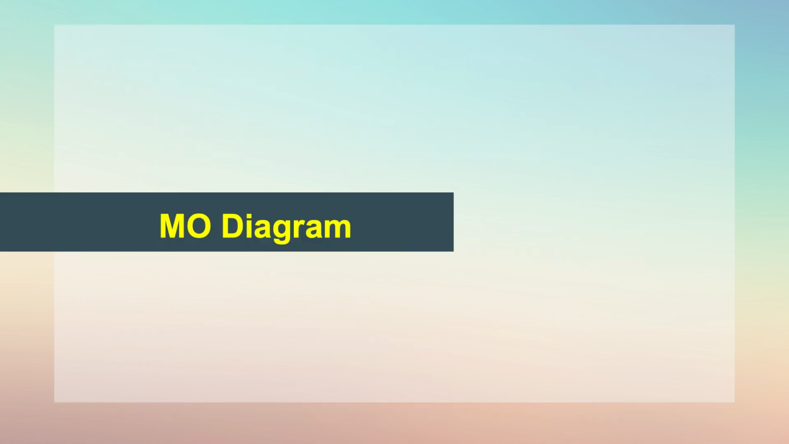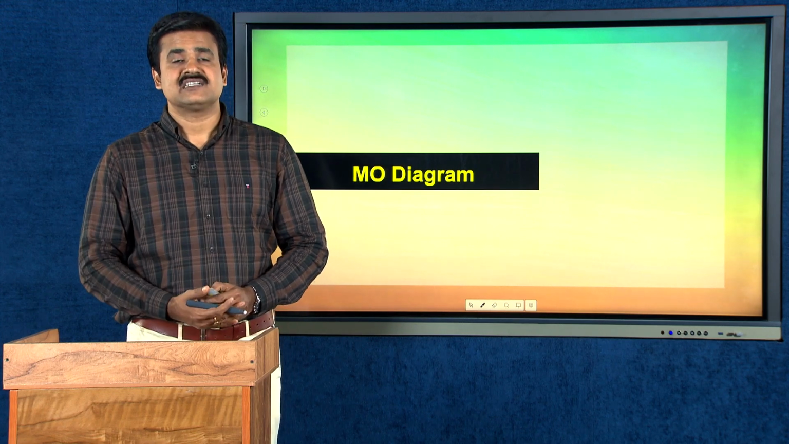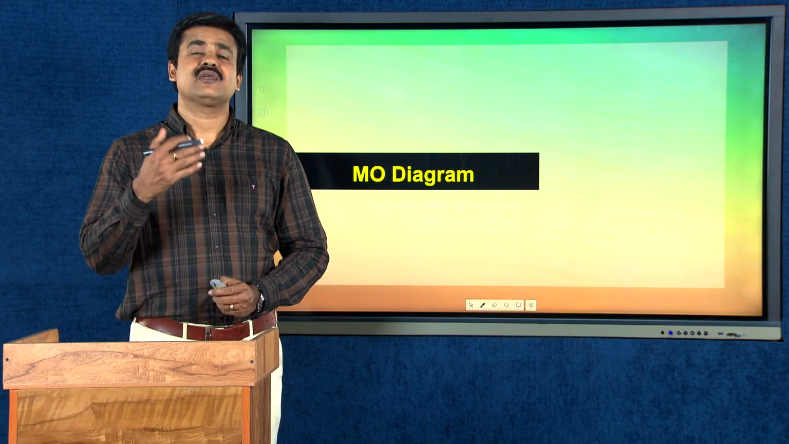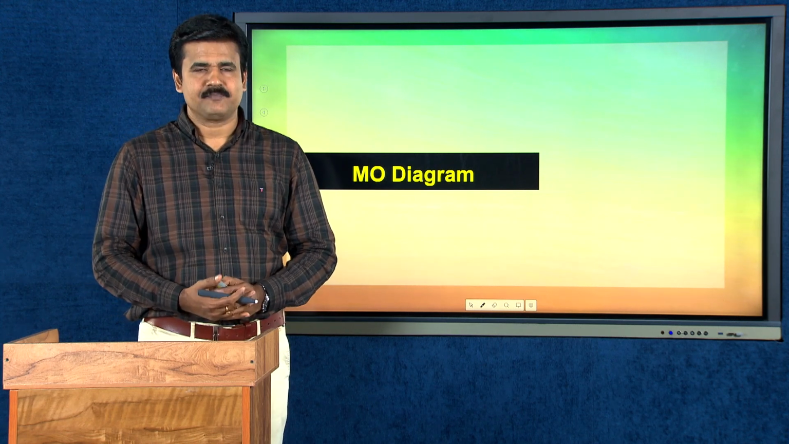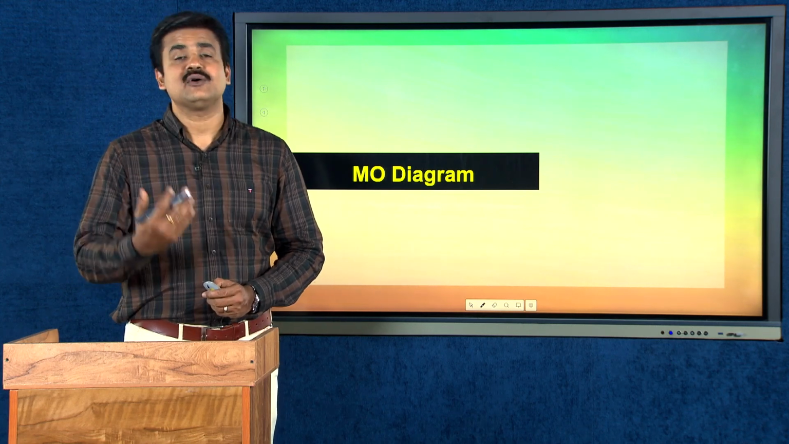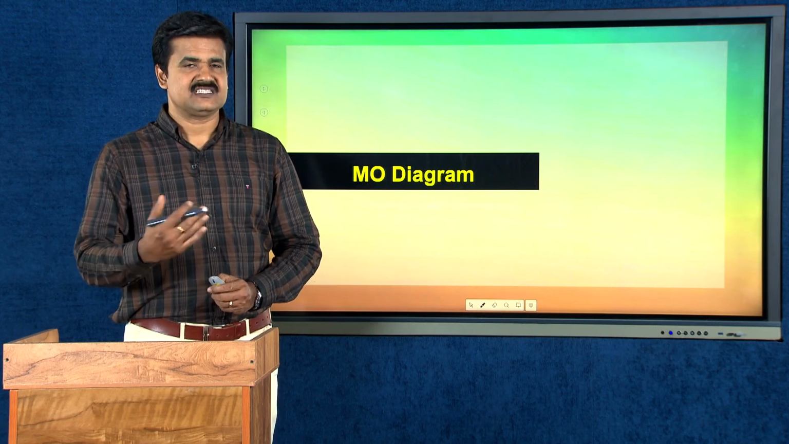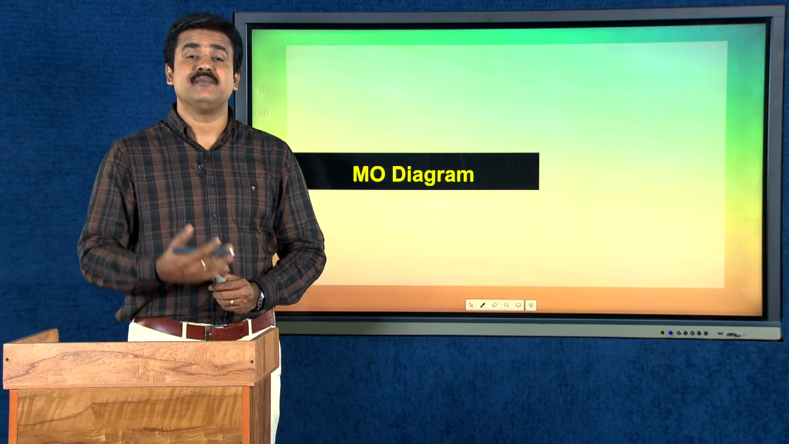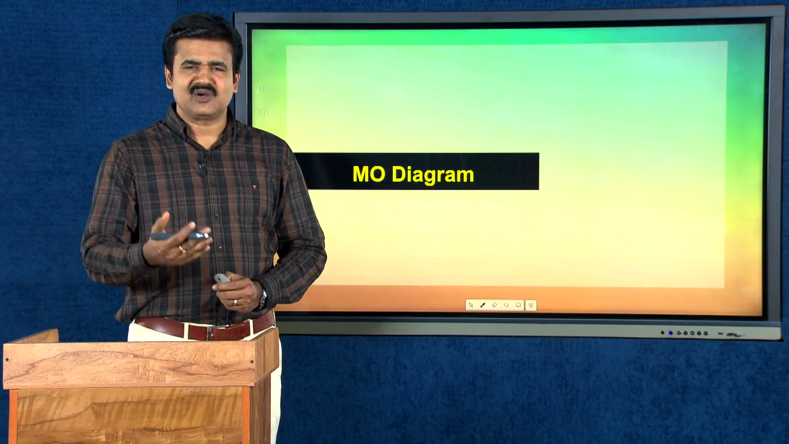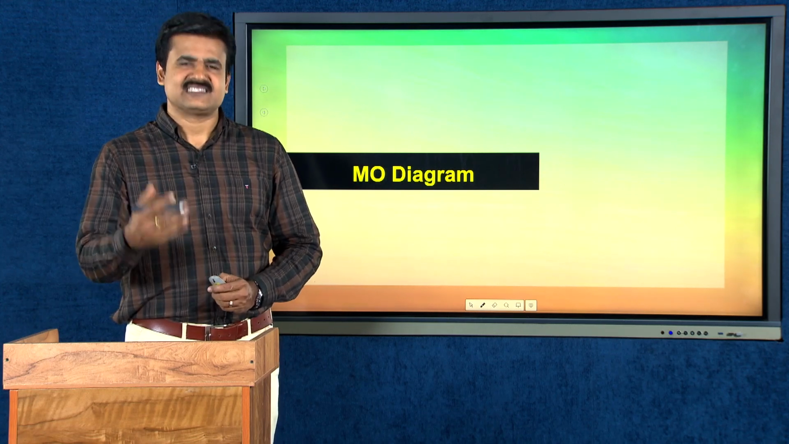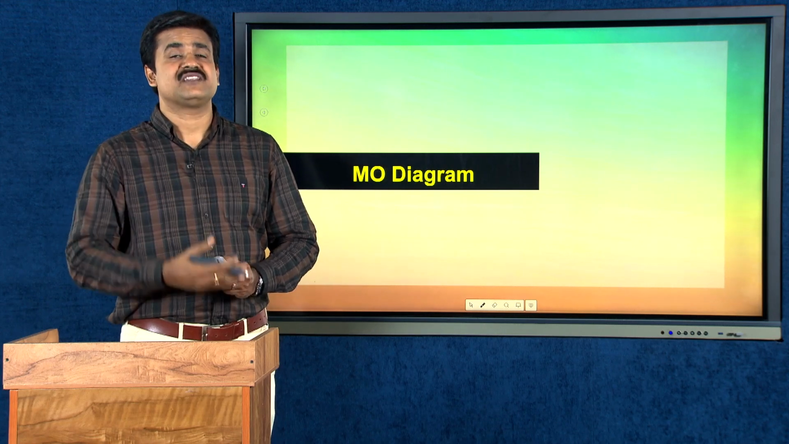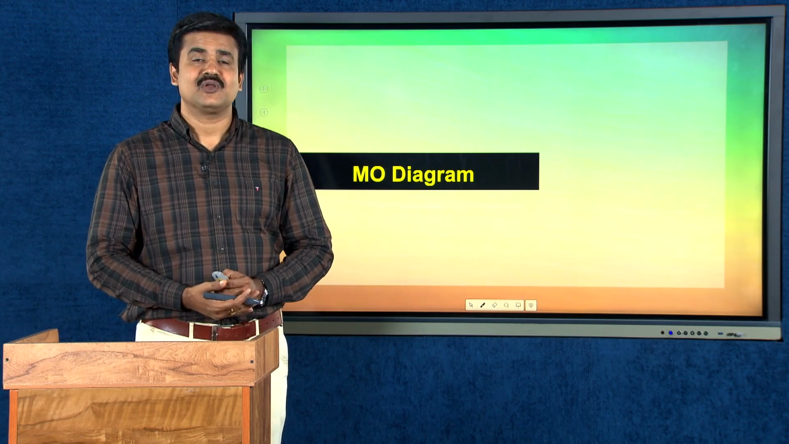Now, MO diagram. You learned the concept of molecular orbital diagram. You are familiar with the fact that the molecular orbital diagram or MO diagram is an arrangement of various molecular orbitals in the increasing order of their energy. You know the fact that molecular orbitals are formed by the overlapping of atomic orbitals. You are familiar with sigma 1s, sigma star 1s, sigma 2s, etc. And it is possible to arrange the molecular orbitals in the increasing order of their energy to get a diagram called the molecular orbital diagram.